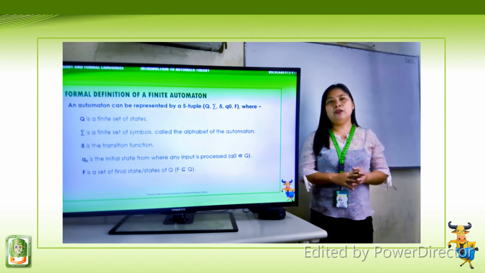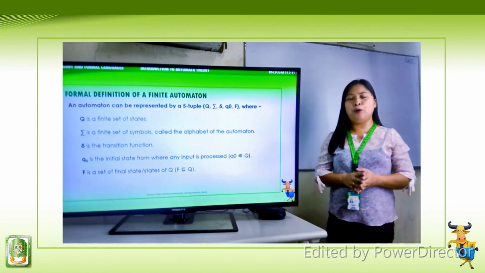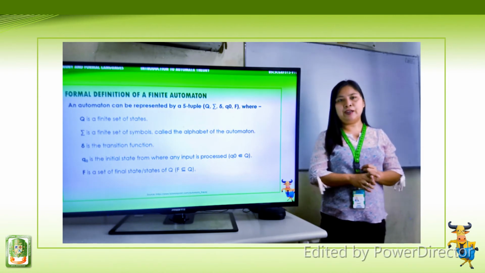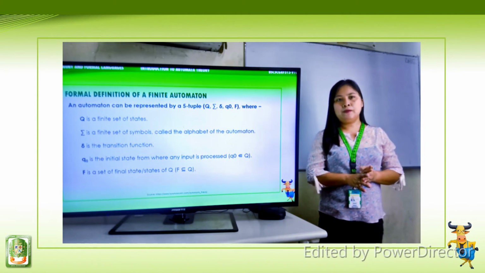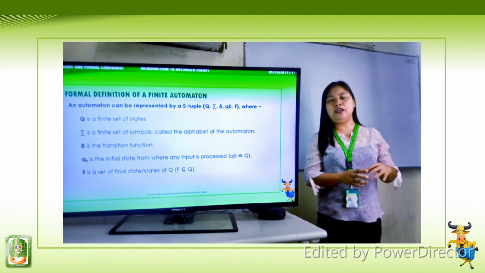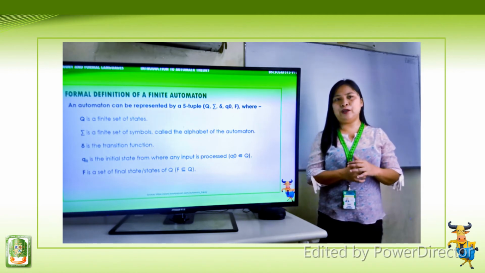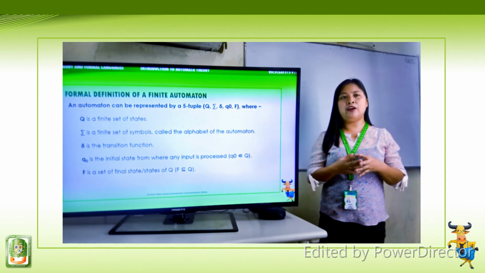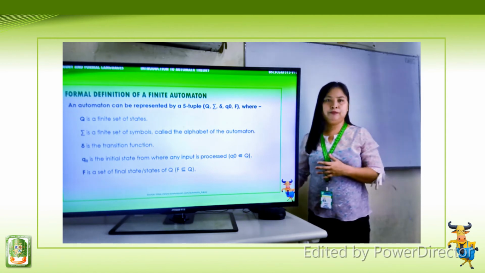Okay, so an automaton can be represented by a 5-tuple: Q, alphabet, transition function, initial state, and the final states. So, yan po yung 5-tuple that can represent a finite automaton or automaton.